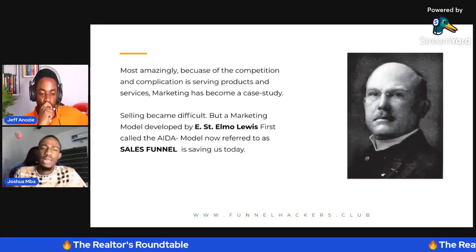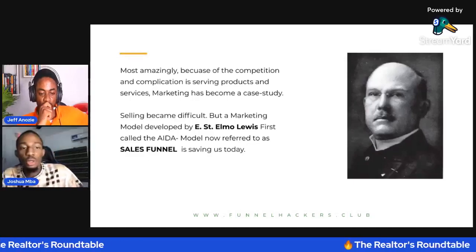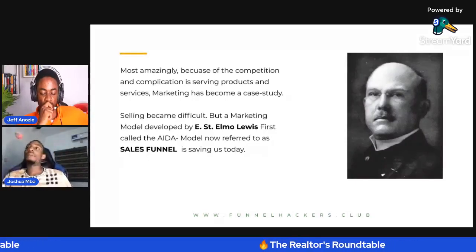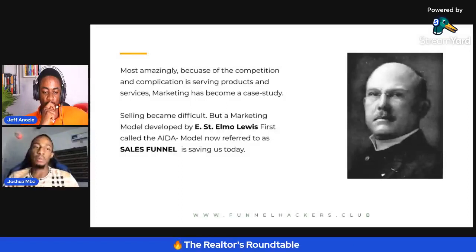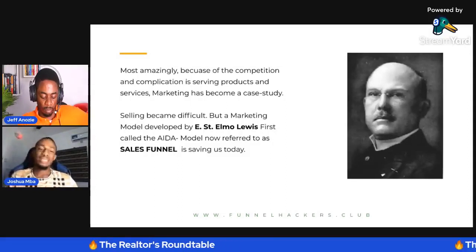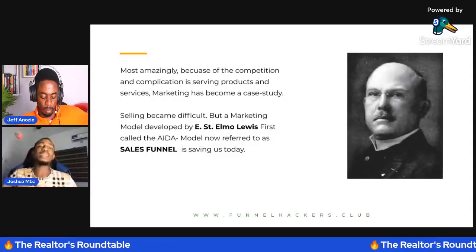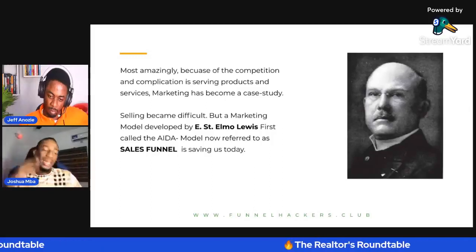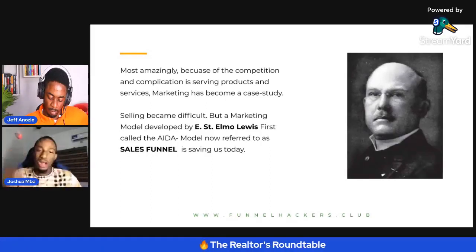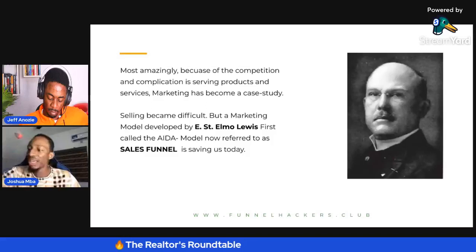So because of that, this man, St. Elmon Lewis, started researching: how can I better market for myself, for my business? How can I better this process? How can I develop a framework that will work in time and even out of time? In quotes, anytime someone picks up this framework, what is it that will always work every single time?